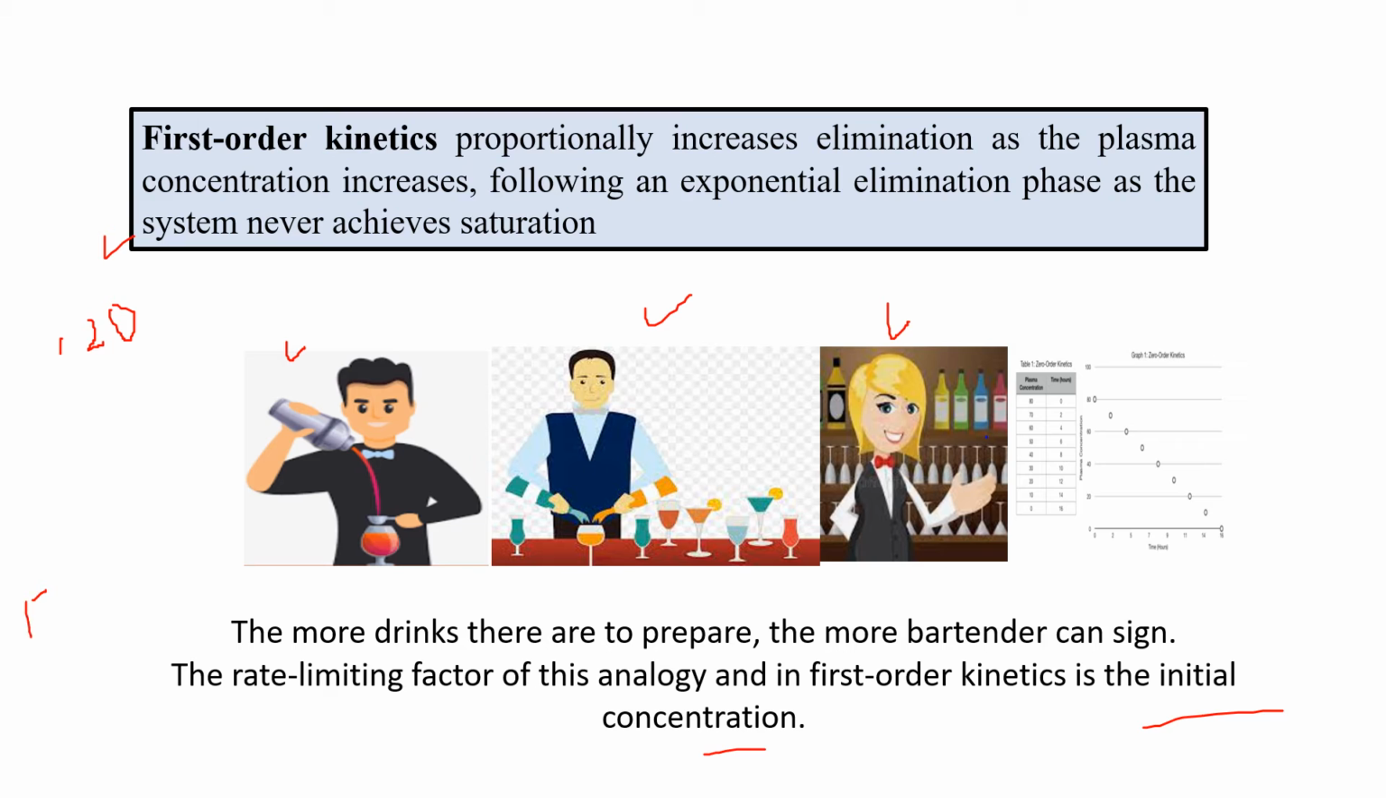Here it is a constant fraction. If you take 100 milligram of drug, 50% of 100 milligram, which is 50 milligram, will be excreted. In 200 milligram, if you take that as the initial concentration, 50% of 200, which is 100 milligram, will be excreted. So in that case, a constant fraction of the drug will be excreted. In the case of zero order kinetics, it is a constant amount of drug that is being excreted. So you need to remember that.